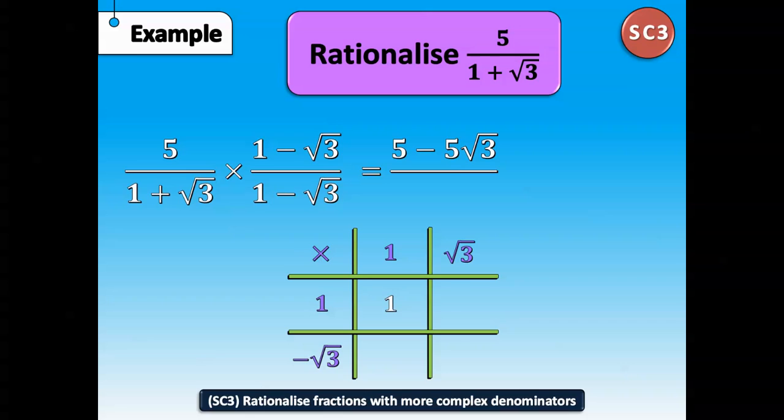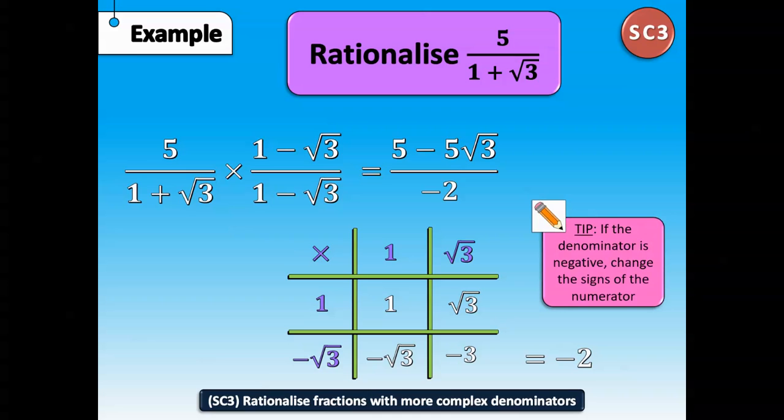1 times 1 is 1. 1 times root 3 is root 3. 1 times minus root 3 is minus root 3. And root 3 times minus root 3 is minus 3. If we add these together, we just get minus 2. So on the bottom of our fraction is just minus 2. If the denominator is negative, we can just change the signs of the numerator. So our final answer is minus 5 plus 5 root 3 over 2.